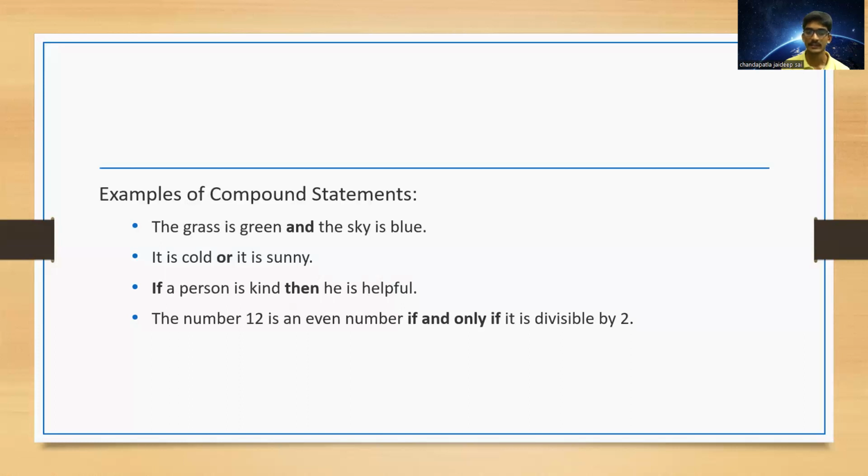The outcome of these two statements by using the connective is a compound statement, which is the number 12 is an even number if and only if it is divisible by 2. So that is all about the compound statements using the connectives like and, or, if then, and if and only if. These are the examples of compound statements.